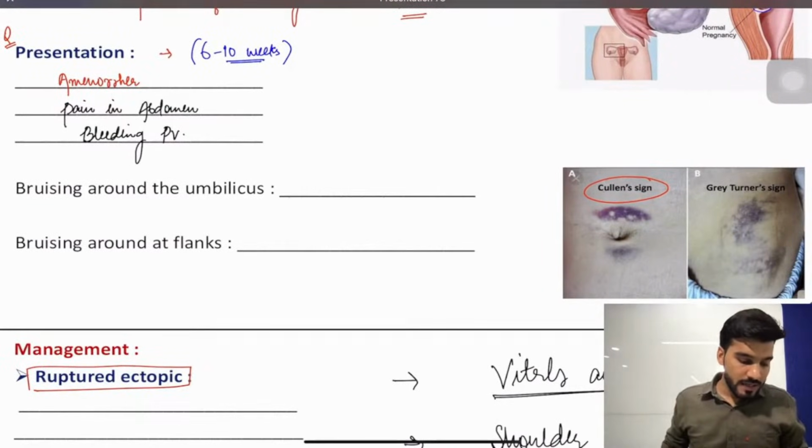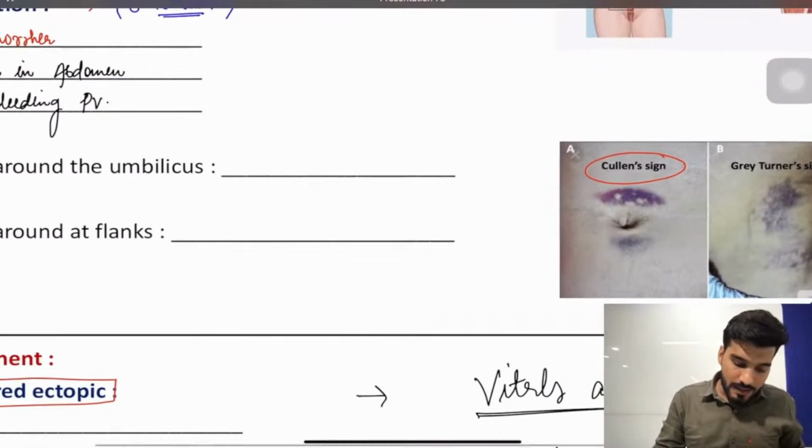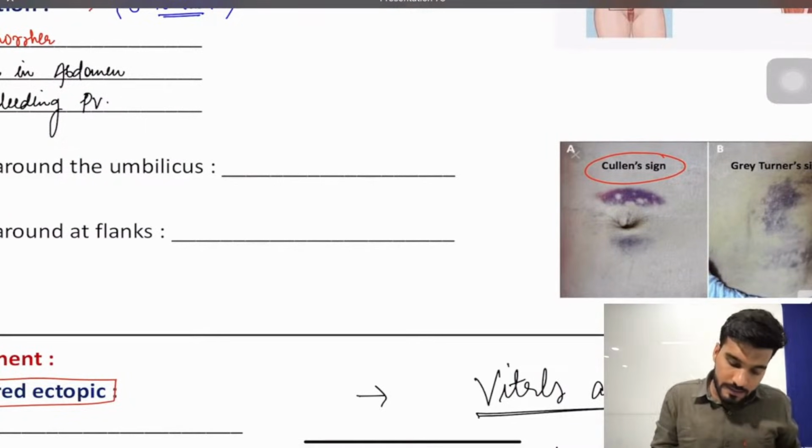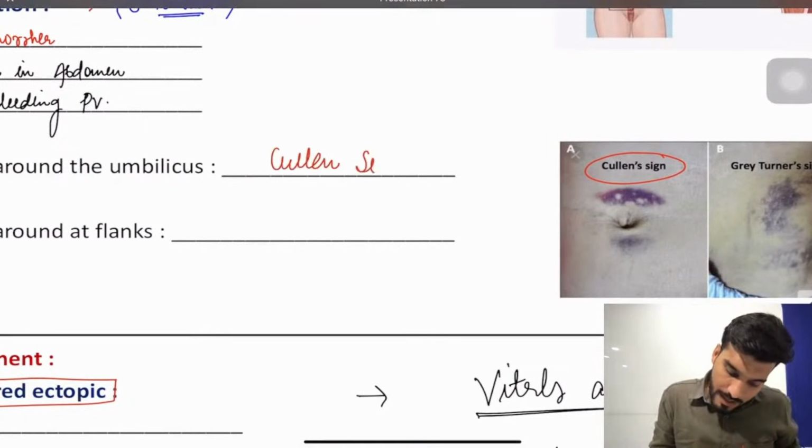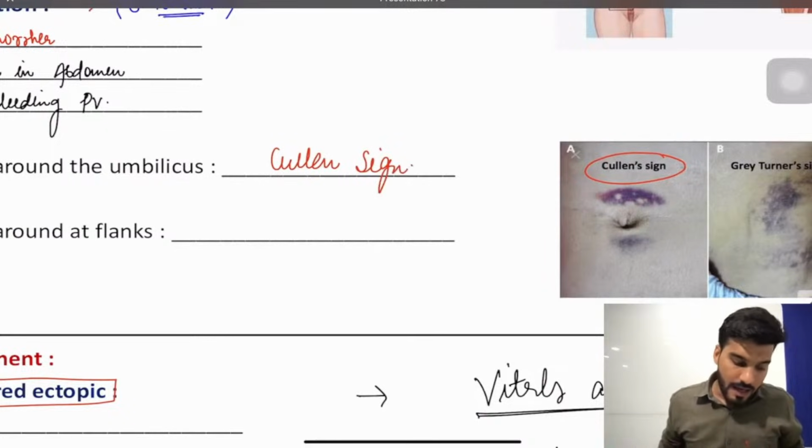What will you call this sign, students? Sir, this is called Cullen sign. So what is Cullen sign? It's bruising around the umbilicus. It is called Cullen sign.